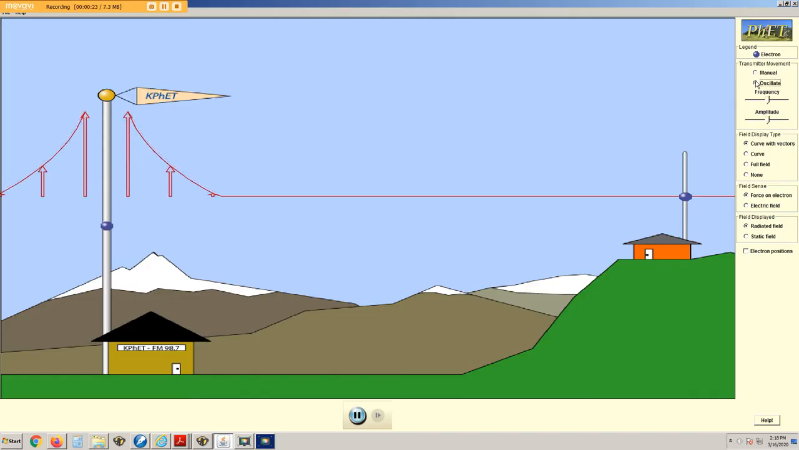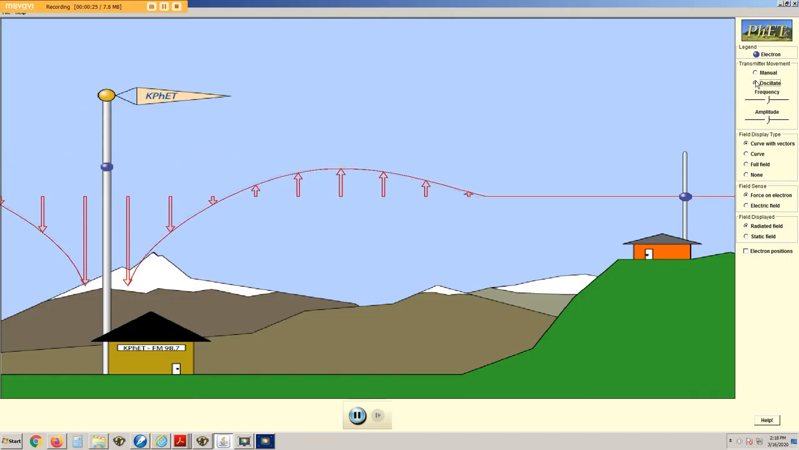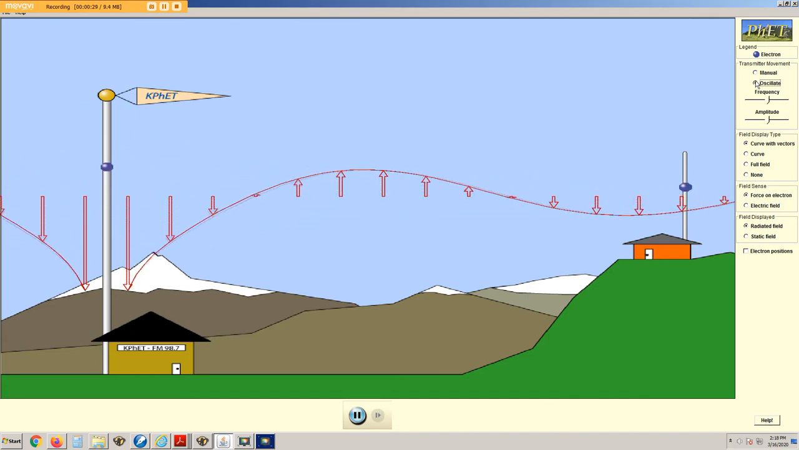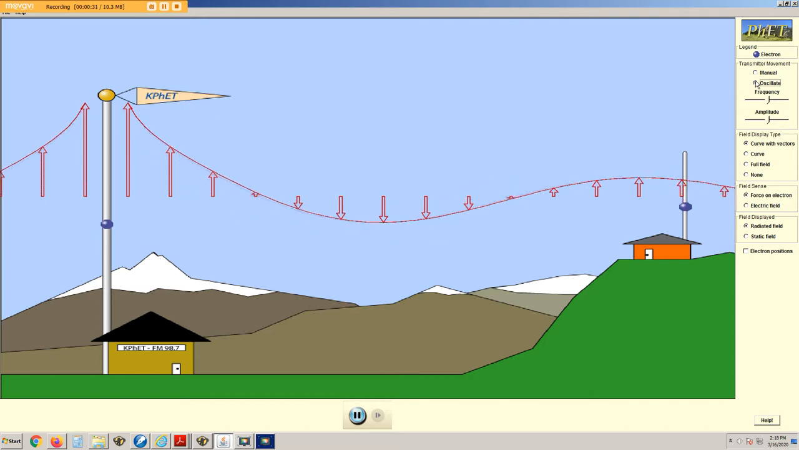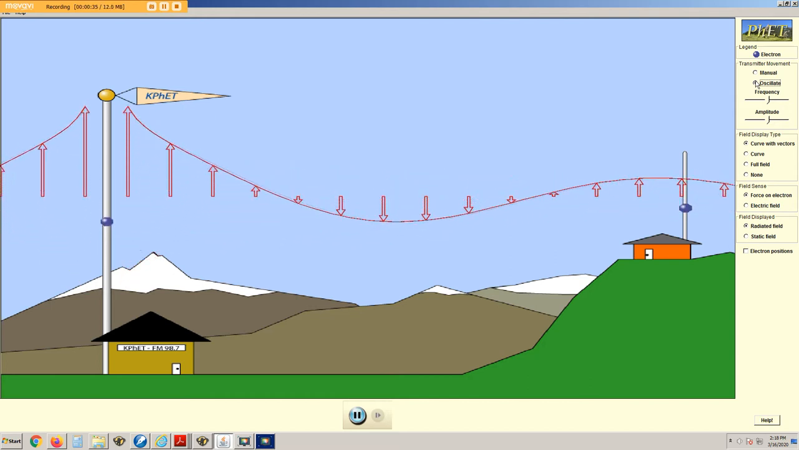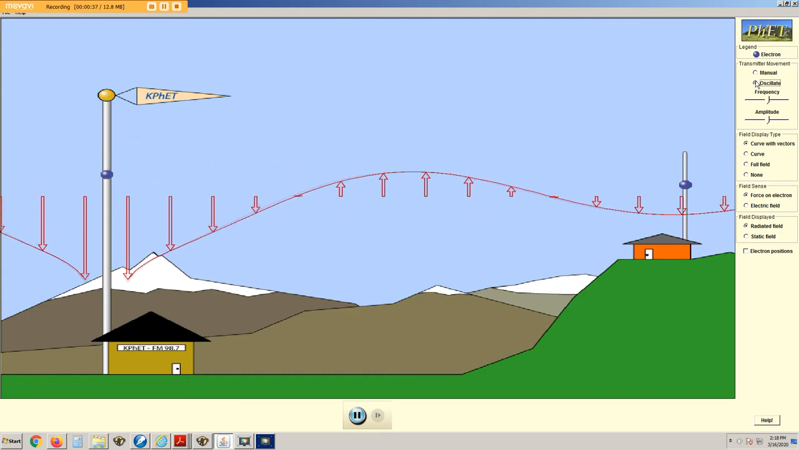At this radio station, the voltage between the top and bottom of the antenna is made to alternate at 98.7 megahertz, and in turn, this makes the electrons oscillate at 98.7 megahertz in the antenna at the home in the top of the hill.